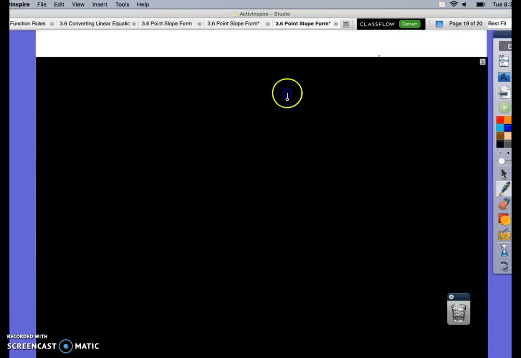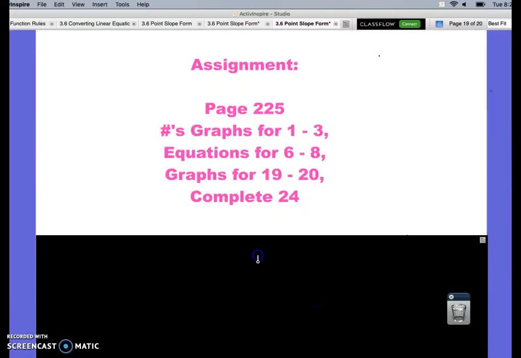You're going to skip that one. And your assignment, page 225, you need to graph for 1, 2, and 3, write the equations for 6, 7, and 8, graph for 19, 20, and then just do 24.